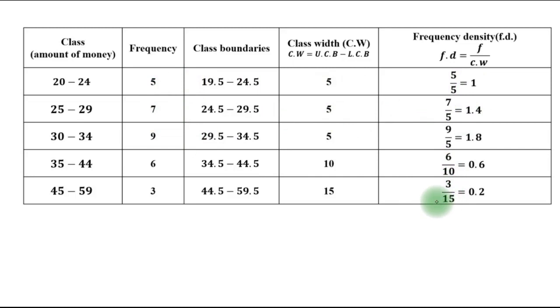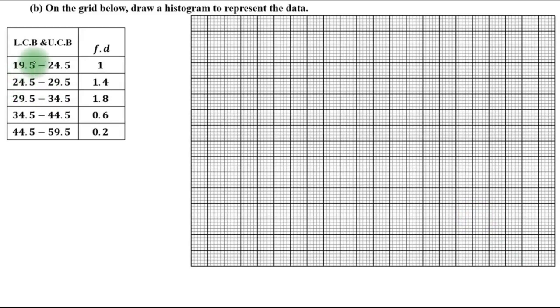Having that now, what we require is this class boundary and frequency density. Those two columns are very important for us. Now that's what we have, and we shall begin to plot. So we have the frequency density on the y-axis, and the class boundary, majorly the upper class boundary, will be on the horizontal axis.